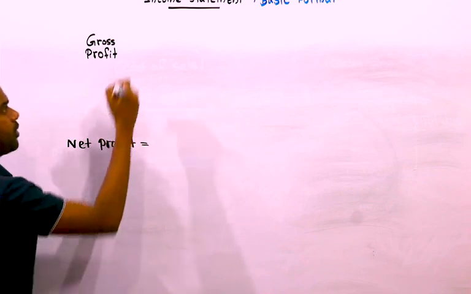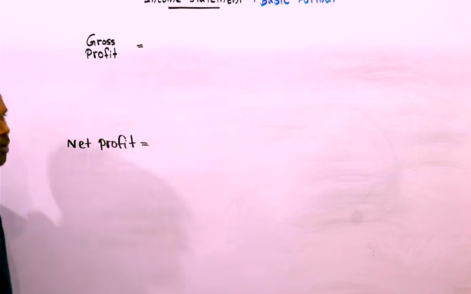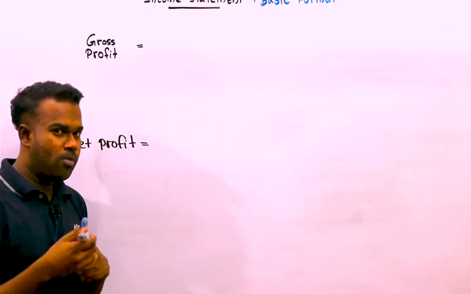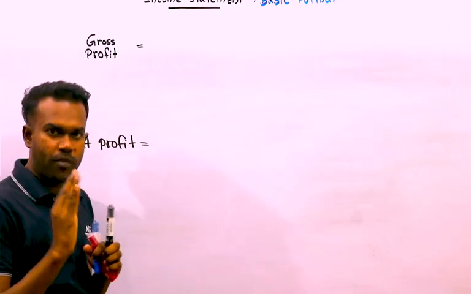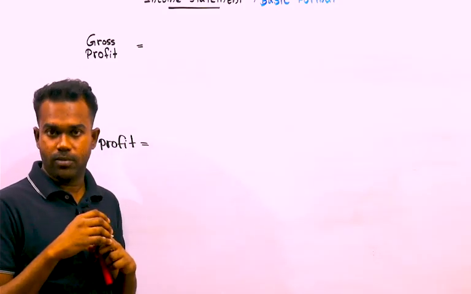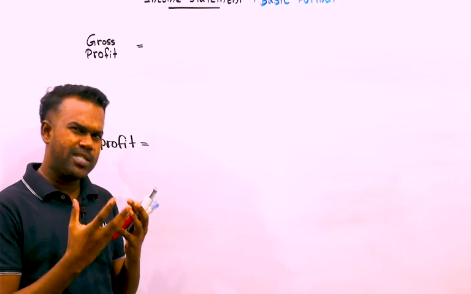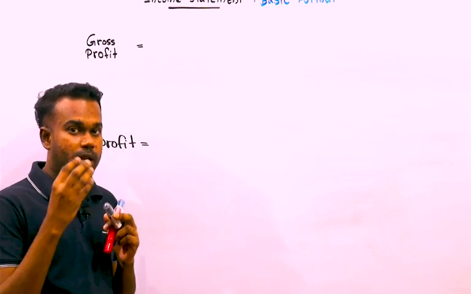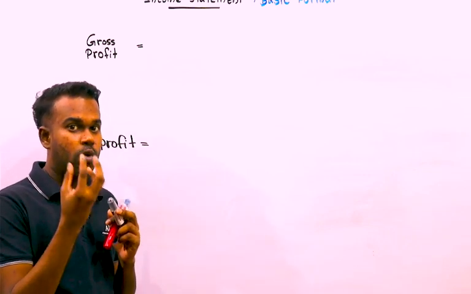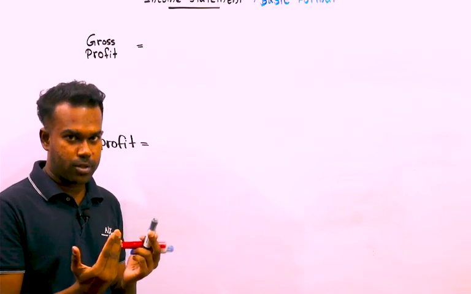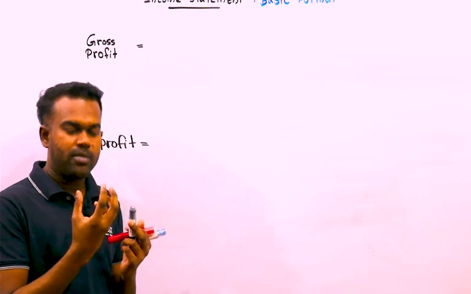What is the difference between gross profit and net profit? Any idea? No? Right now. Normally, gross profit means, if you want to calculate gross, that's the basic profit, right? That is the basic profit. We have to consider our main sources, main incomes and main expenses. Clear? That's the basic profit.